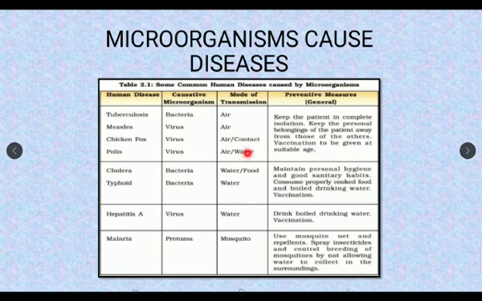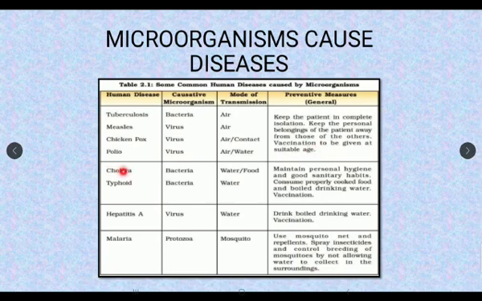The general preventive measures for tuberculosis, measles, chickenpox and polio are to keep the patient in complete isolation. Keep the personal belongings of the patient away from those of the others. Vaccination to be given at suitable age.